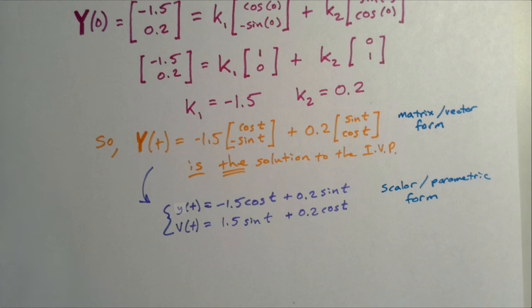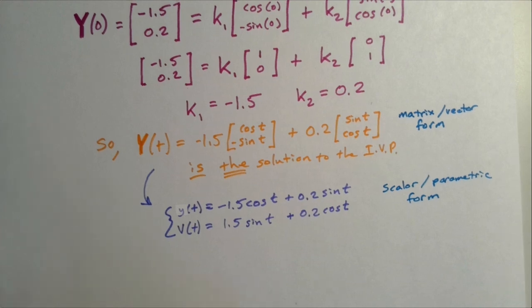So this was an example of being able to start with an initial condition and a general solution and come up with a solution to the initial value problem. That gets us to the end of section 3.1.